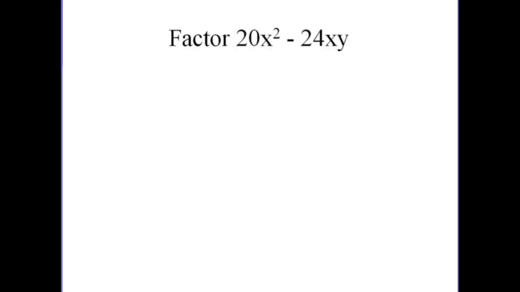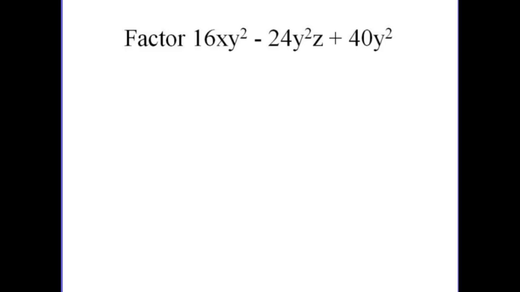All right. So in number 1, what's my GCF? What can you take out of that? 4x. So that left behind 5x minus 6y. Okay. In number 2, what's your GCF? Yep, 8y squared. So that left behind 2x minus 3z plus 5.